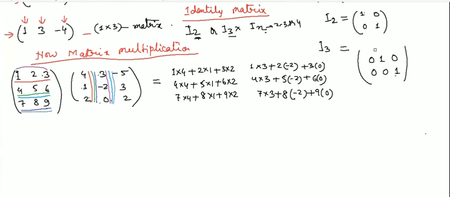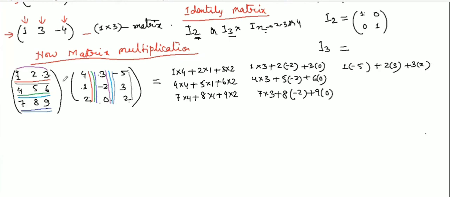I'm going to remove this one as I need space here. Now take the first row and come to the third column of the second matrix. Write down 1 multiplied by minus 5 plus 2 multiplied by 3 plus 3 multiplied by 2.